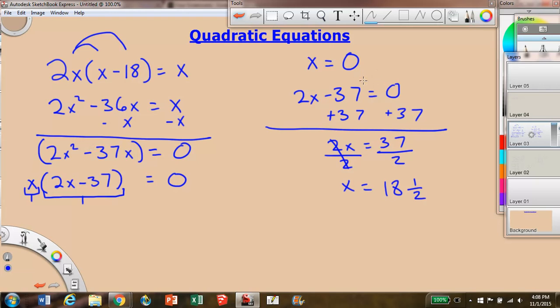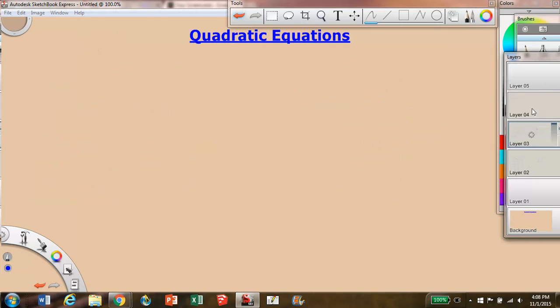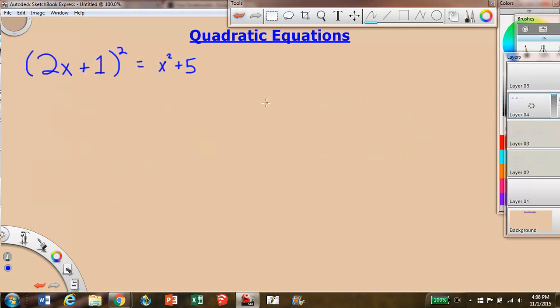So I know a lot of people have trouble with that, but once you get the hang of it, it's actually easier than doing it the other way, because we don't have to do any box method or anything. Okay. One more example.